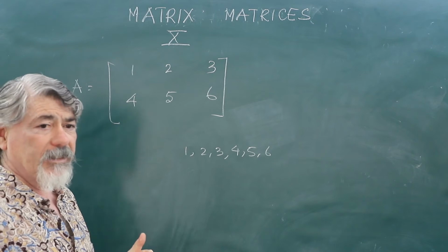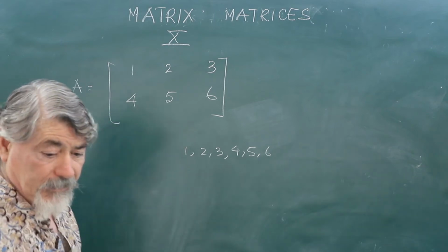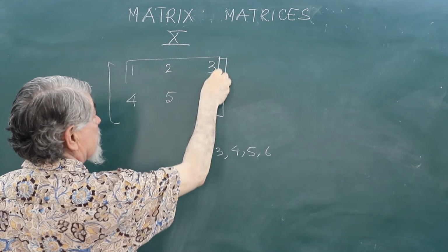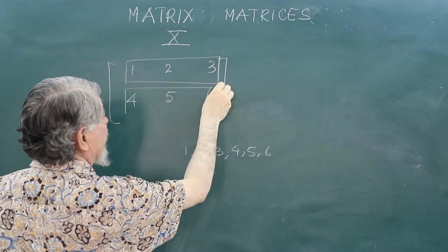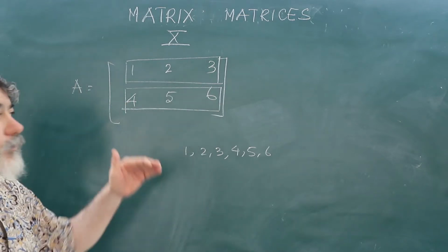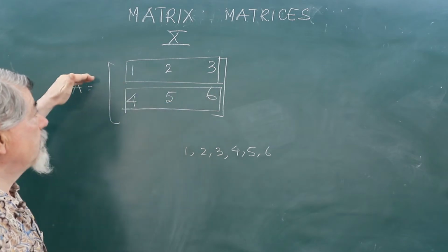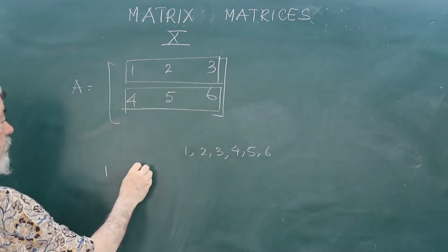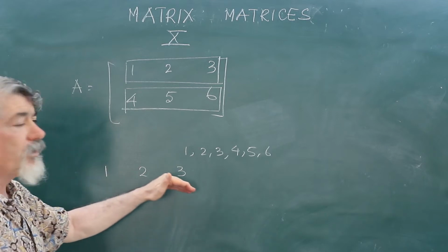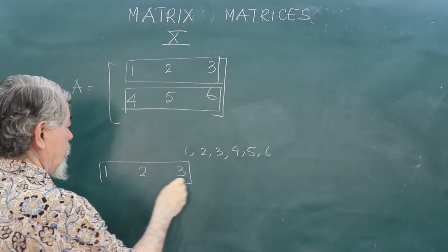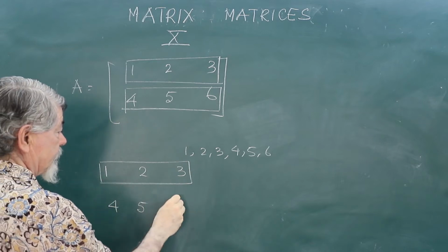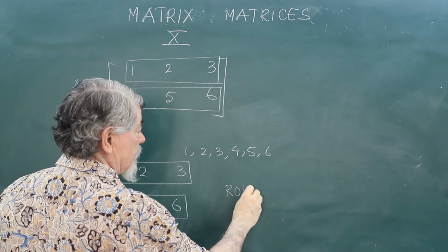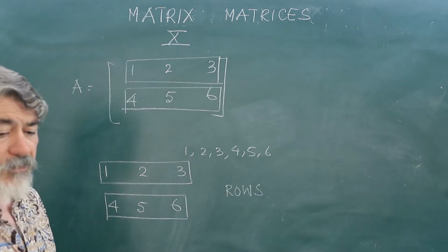And when I said rectangular arrangement of numbers, please understand that, just look here, this 1, 2, 3, and 4, 5, 6 are horizontal arrangements of numbers, and these are called rows. 1, 2, 3 is a horizontal arrangement, like 4, 5, 6. These are called rows of the matrix.